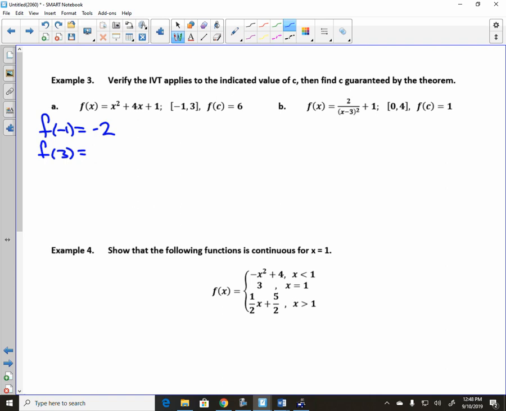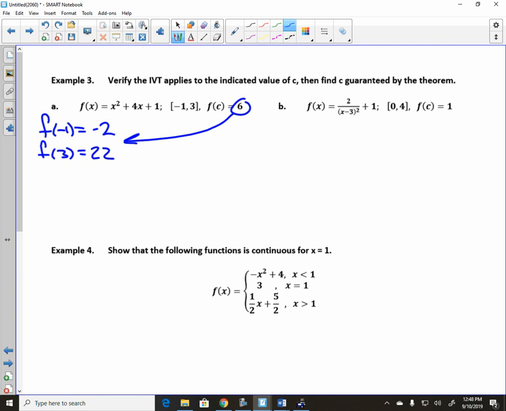Nine plus 12 plus 1, 22. Very good. Is 6 between those two values? It is. So does it have to cross over 6? Yes, it does. The IVT says it has to have a value of 6. Notice we're not saying it has to have a value of 0. Does it have to cross over 0?